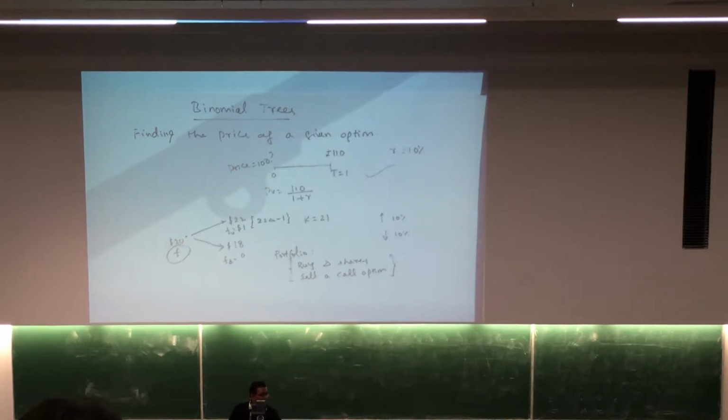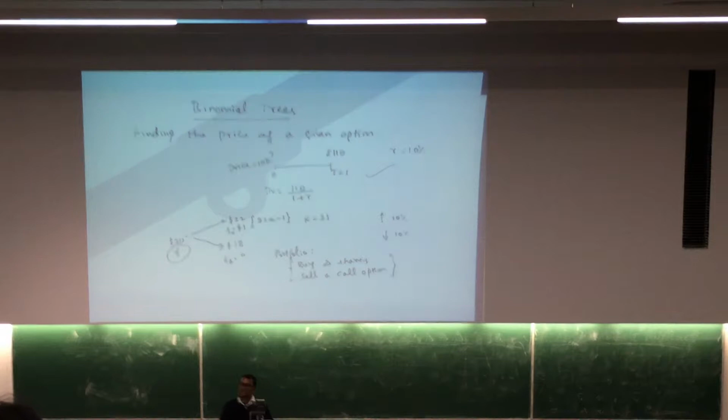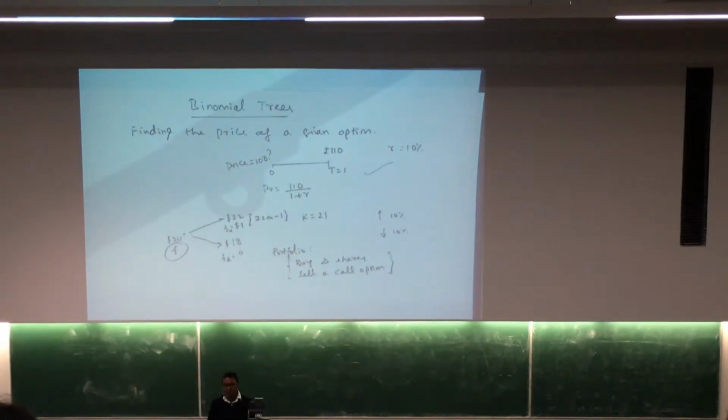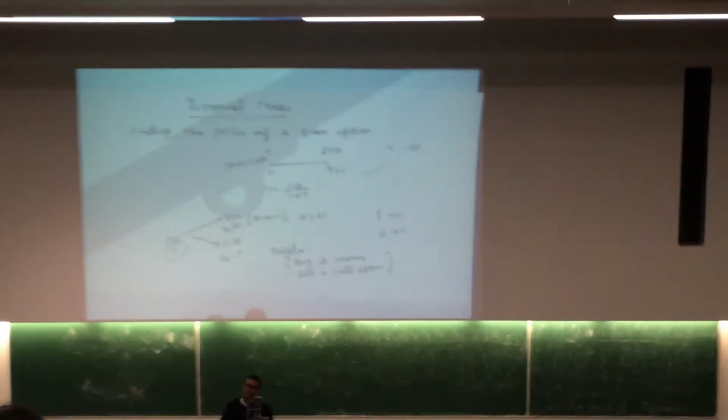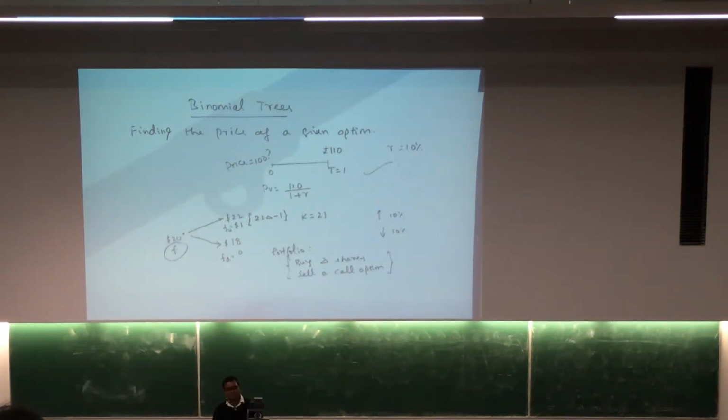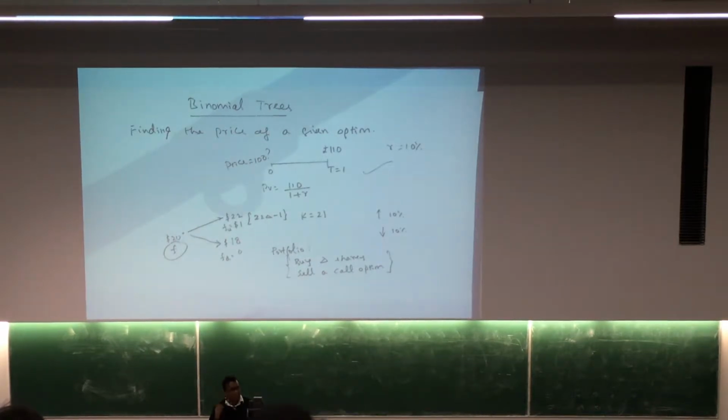Is that clear? If this is not clear, I need to explain, because that is the only important step. It's worth a Nobel Prize. They have used this simple idea, and that's the basic story behind Black-Scholes option pricing. So try to understand the following.